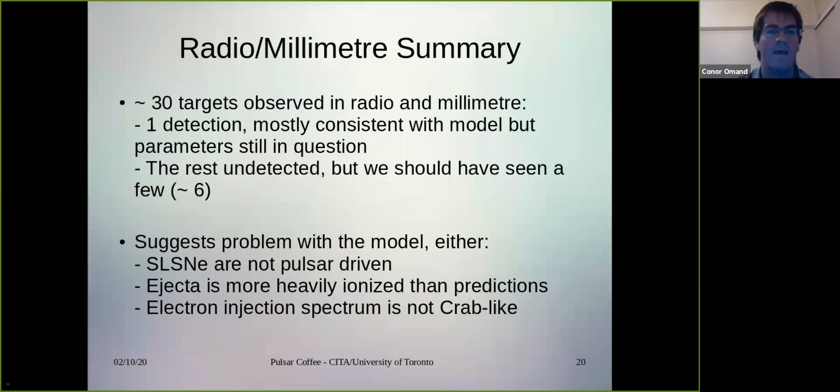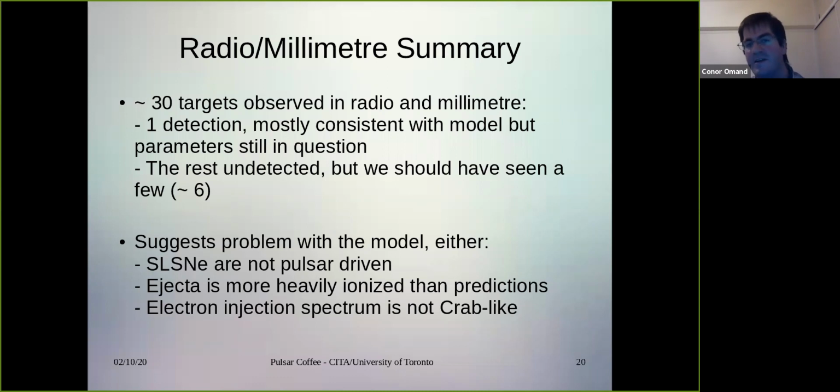Anyways. Okay, let's kind of summarize this first part of the talk. So we observed roughly 30 targets in radio and millimeter over the course of 3 papers. We got 1 detection on PTF10hgi. This is mostly consistent with the model, but the parameters we don't know yet. It's not consistent with the Pmin or Pmax. It might be something in between. We haven't really done a full parameter study yet, but it's most consistent with the pulsar nebula as opposed to AGN, off-axis jet, anything else really.